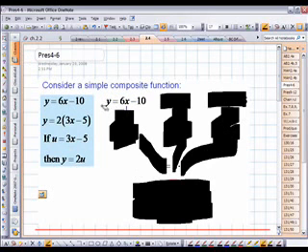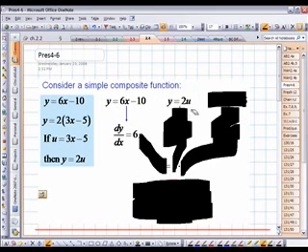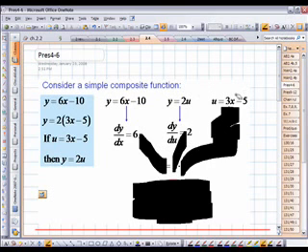First, just differentiating y equals 6x minus 10, we can do that, no problem. This is just to prove this is going to work. Now let's try setting up y equals 2u. We'll differentiate that. We get dy/du is 2. Meanwhile, we've got u is 3x minus 5. Differentiate that. We get du/dx is 3.